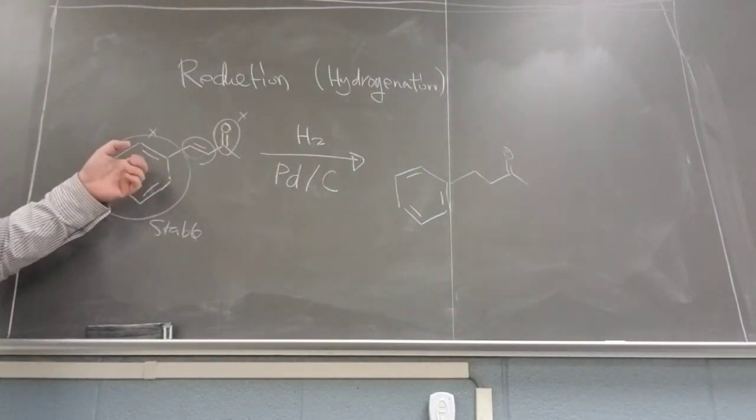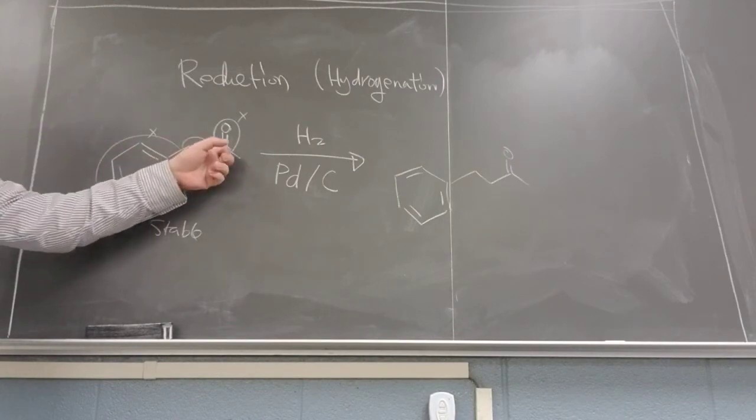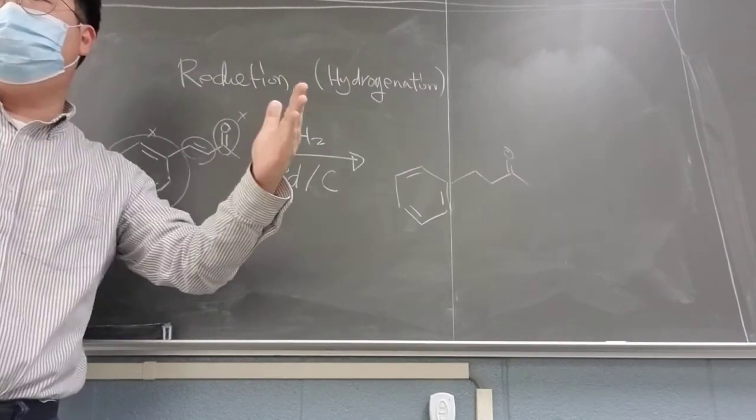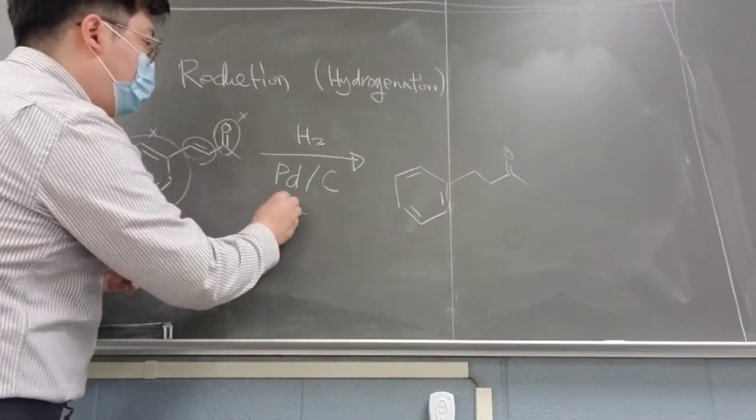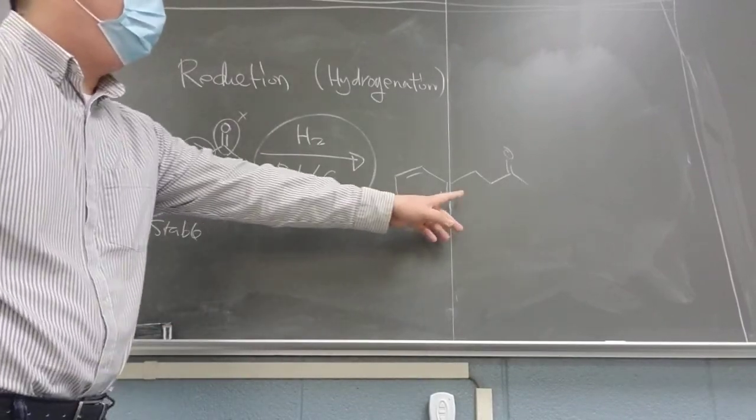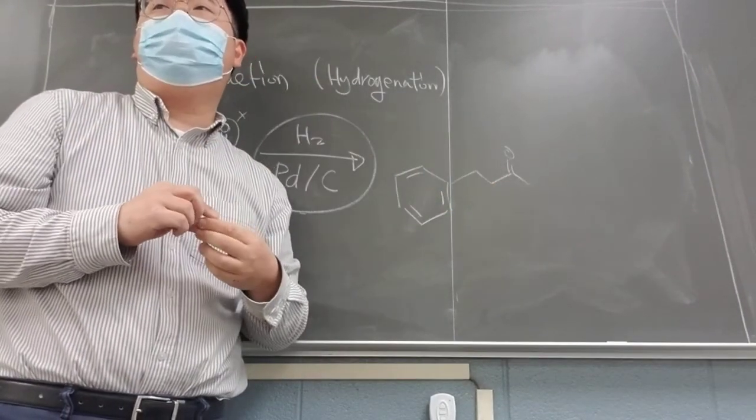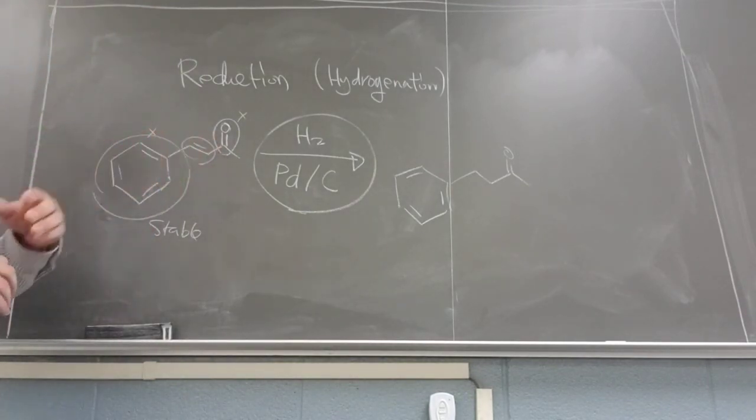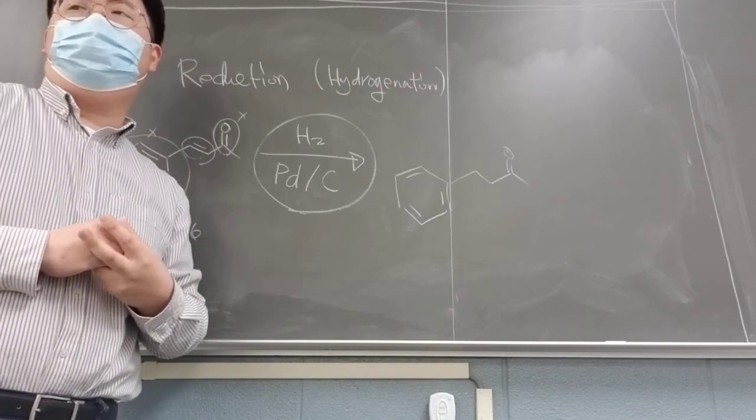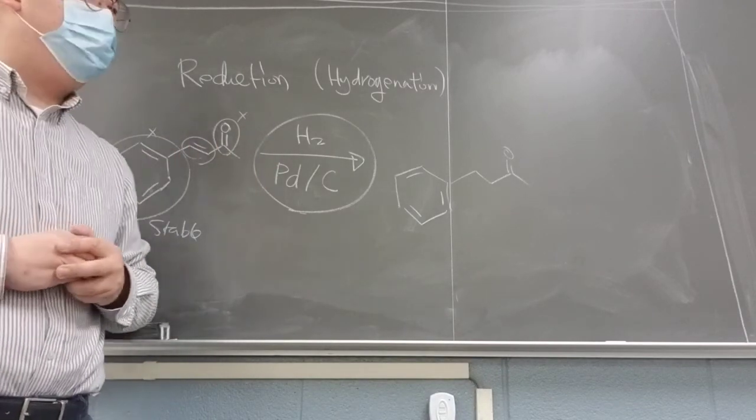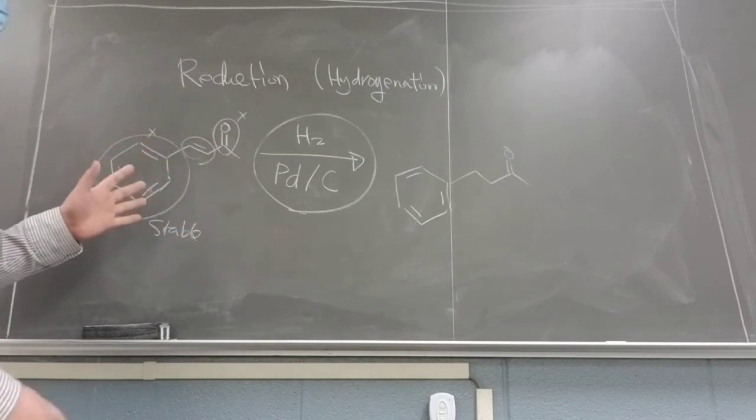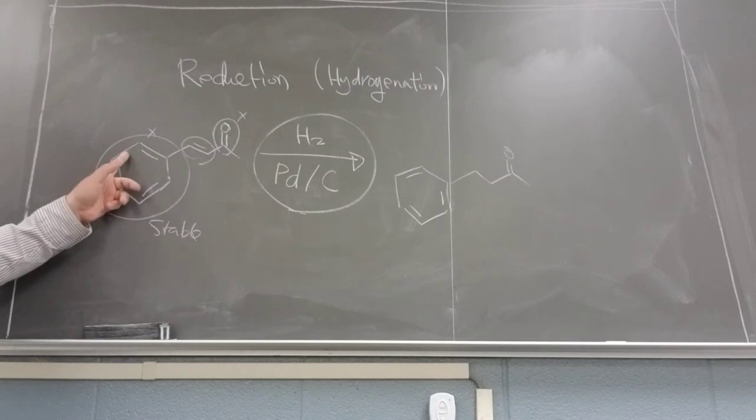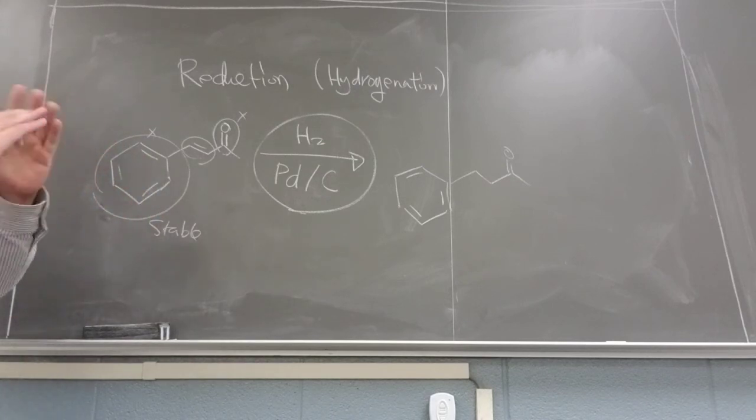Actually, you can reduce this one, and this one at a certain position, but only under special conditions. In a regular method like this one, it can only reduce the regular double bond. But you don't have to worry about reducing this one for now, since it will be covered later. I just want you to remember the carbonyl group and the aromatic ring, like single, double, single, double, single, double in the ring.